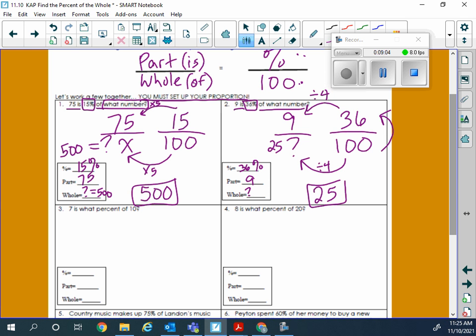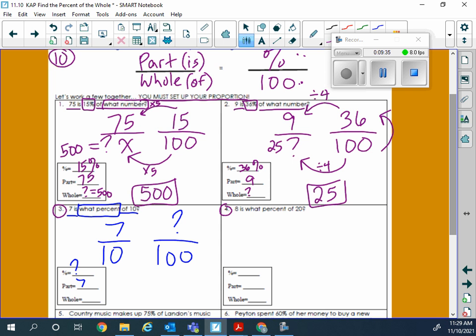How are you feeling about that? Okay, how about y'all want to try the next 2? Yeah. Okay, just do the next 2. Number 3 and number 4, and then we're going to check, okay? Pause the video. Okay, if I chunk it, 7 is what percent of 10? So I set up my proportion, 7 goes here. This time I'm looking for the percent, right? And of 10 goes here. So it's the percent that I'm looking for.